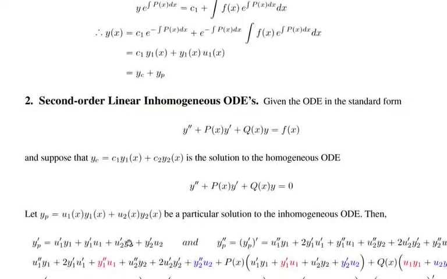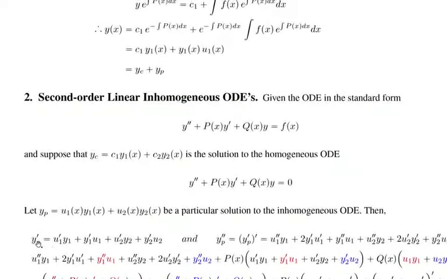Note that in here yp prime, to find it, we're going to use the product rule of differentiation. So it's u1 prime y1 plus y1 prime u1. Similarly, for the second term, it's u2 prime y2 plus y2 prime u2. So we get the following four terms for yp prime. And to find yp double prime, this is nothing but the derivative of yp prime.